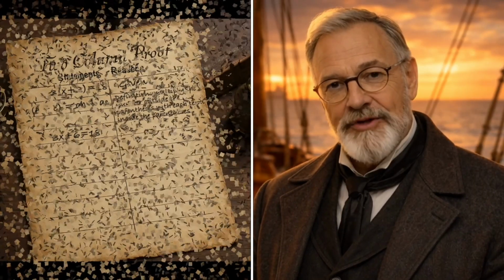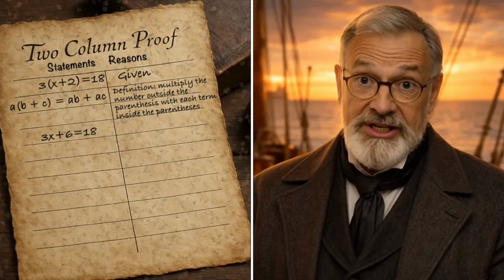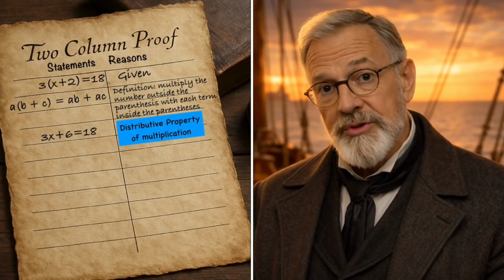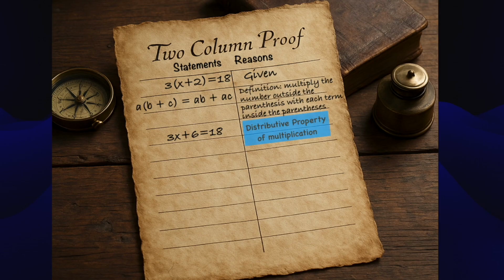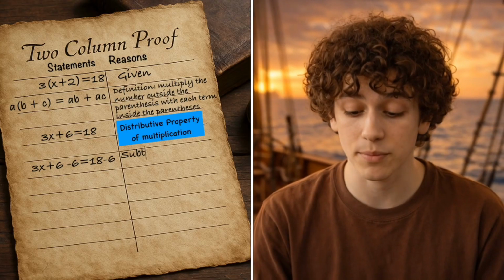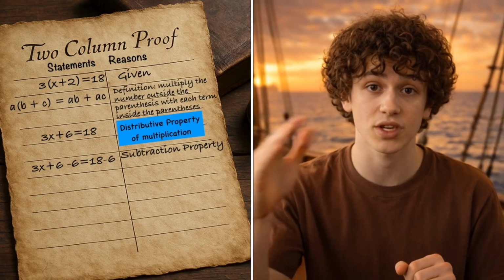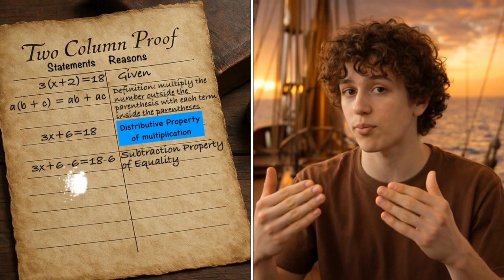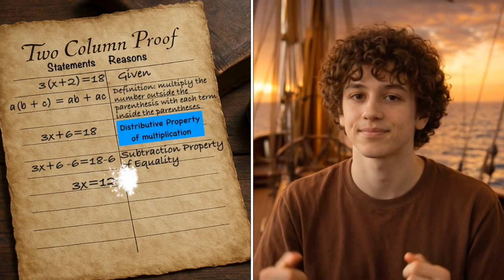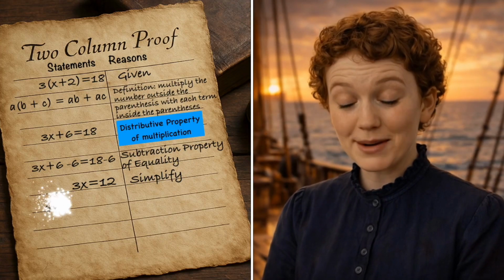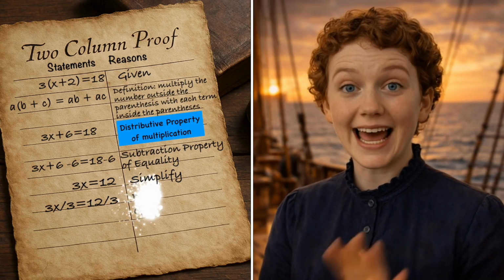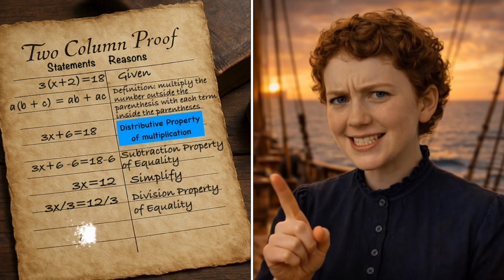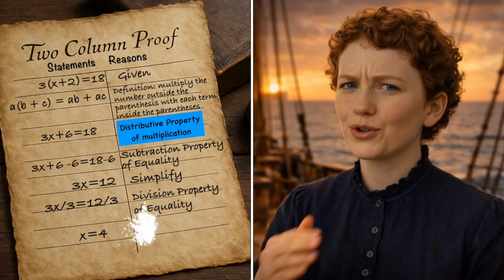This proof requires three properties. We distributed multiplication first. Now two more steps remain. Next step, subtract 6 from both sides. 3x equals 12. Under reasons, that is the subtraction property of equality. Next step, divide both sides by 3, x equals 4. Under reasons, division property of equality. Proof complete.